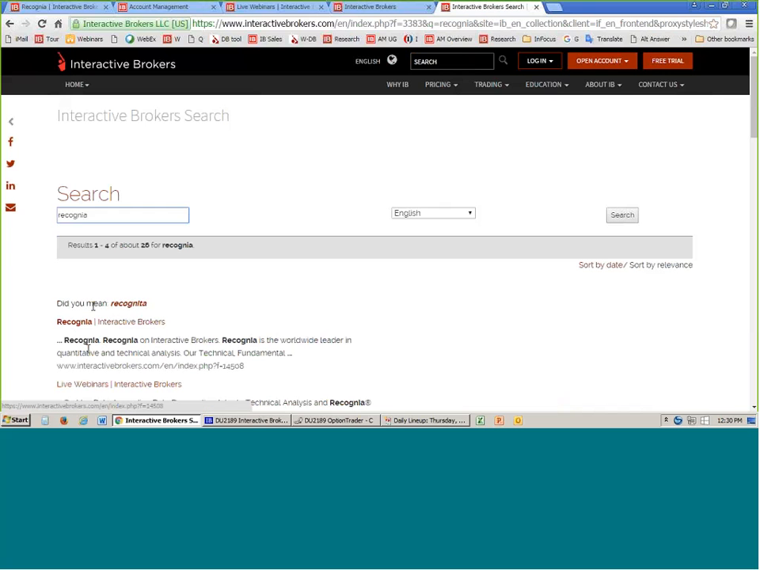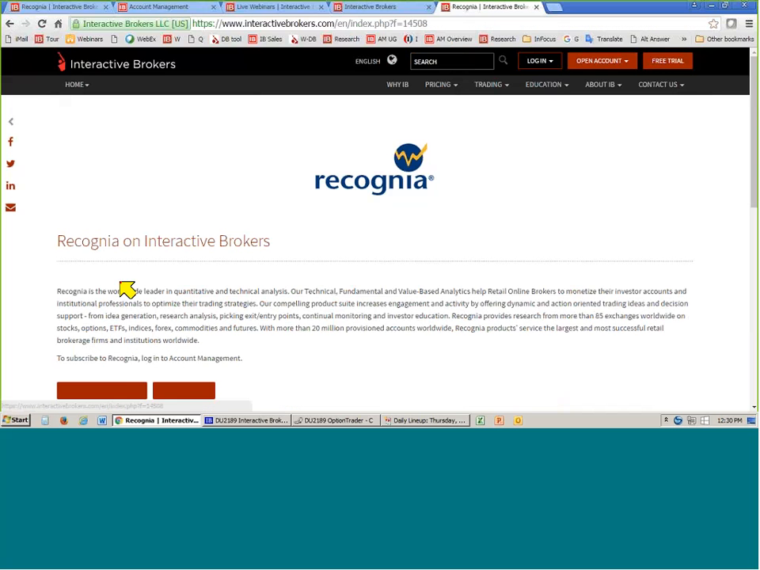I'll be putting this hyperlink into the chat panel in just a moment, but I did want you to see that once we do go in and access, you can find additional information on Recognia, view a sample report, and even access the Recognia website directly from this page. So we're trying to give you lots of different ways that you can access Recognia information via TWS.